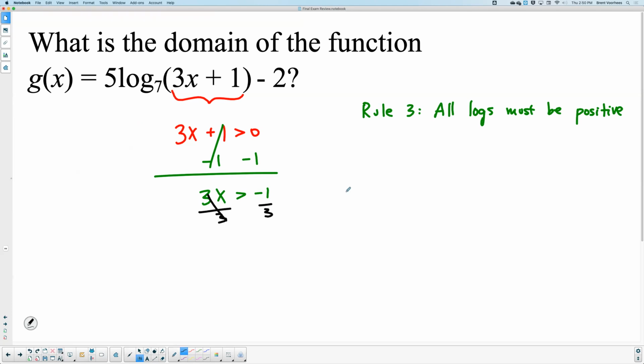x has to be greater than -1/3. There's your domain. Notice I did not say all x values must be positive. That's not what it is. It's all logarithms. This logarithm must be positive.